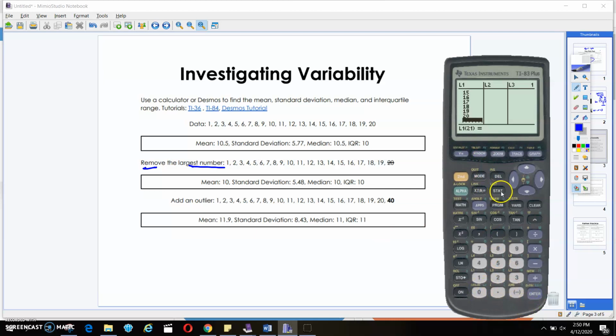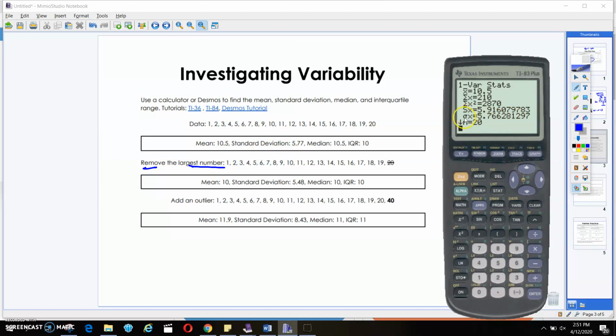Now you're going to hit Stat. Scroll over to where it says Calc, and click on the first one. It says 1-Var Stats, one variable statistics. When you do that, it pulls up all the information you need. Do you notice how this says the mean is 10.5? Well, look at what it says on my calculator. It says 10.5.